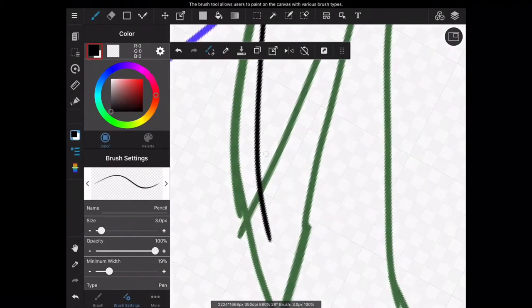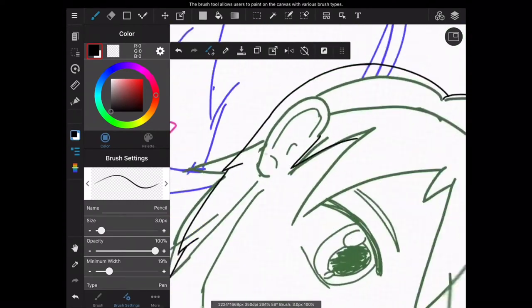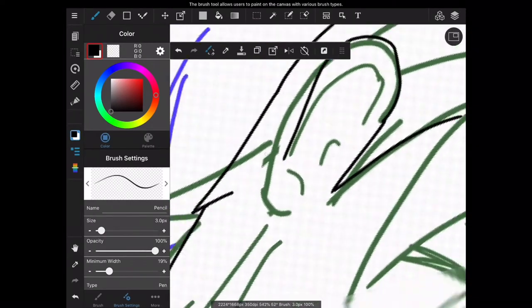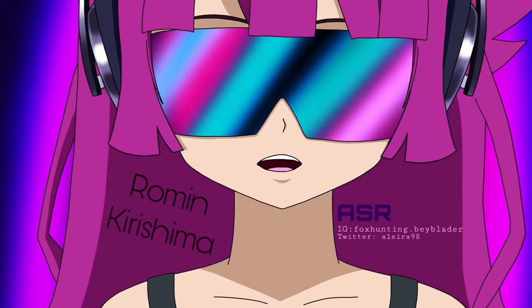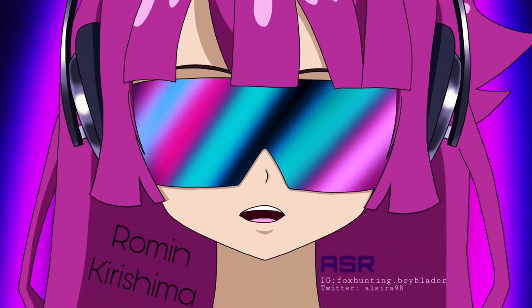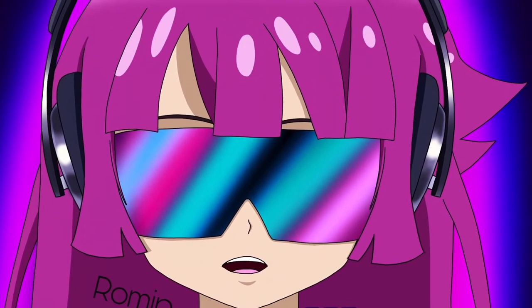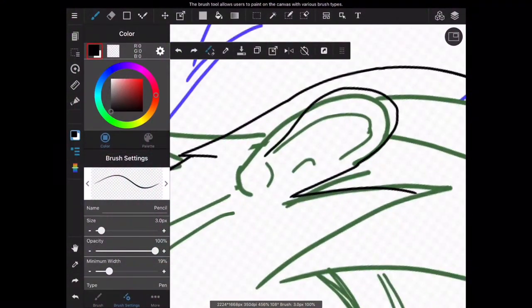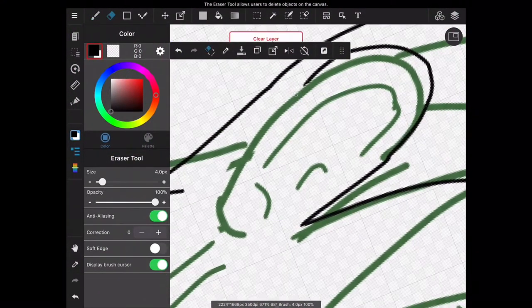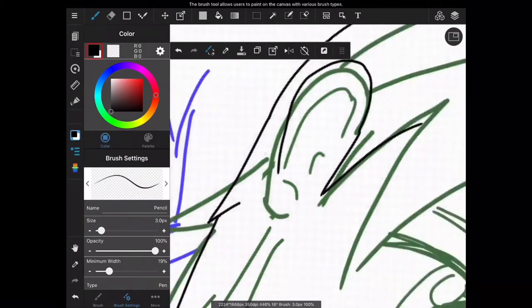Next, we see the main female character of the series, Roman Kirishima, who, by the way, I had a lot of fun drawing the other day. She's quiet and mysterious, she doesn't really act like the other female MCs in the Yu-Gi-Oh! franchise. And I could see why some people like her from the start.